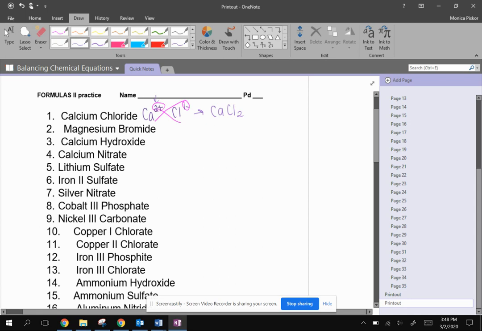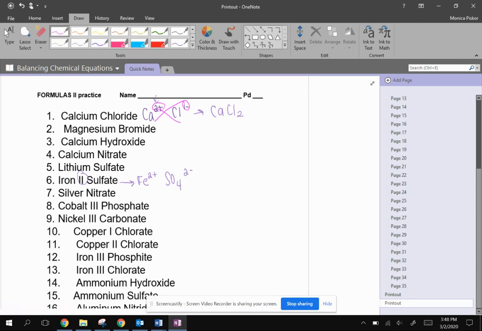If you have iron 2 sulfate, iron is one of those elements that has multiple versions, but the Roman numeral tells us what its charge is. So in this case, it's 2 positive. Sulfate is a polyatomic ion. It has a 2 negative charge.